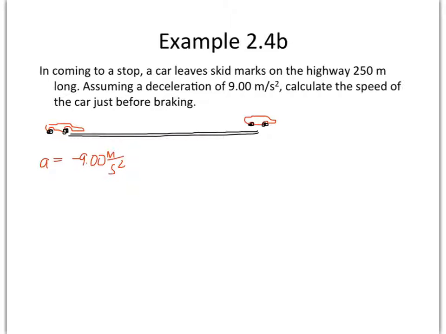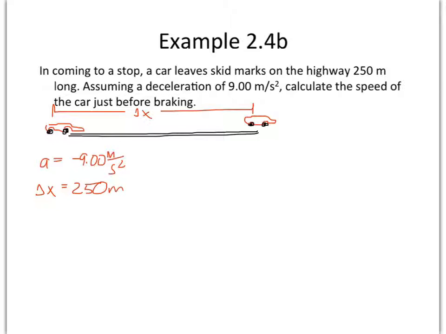Okay. What is that 250 meters? What's that all about? Well, that's our displacement. This right here, our delta x, from there to there. So the car was displaced 250 meters as it was braking, 250 meters.